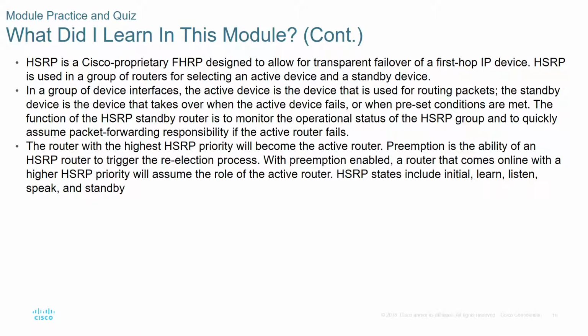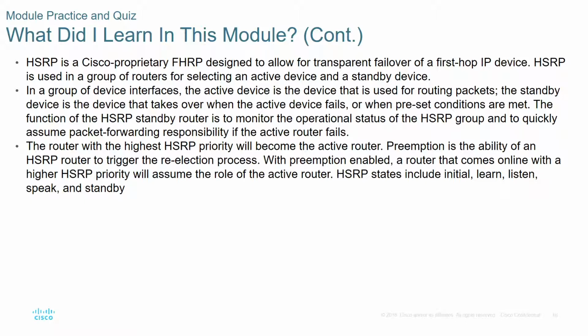HSRP is a Cisco proprietary FHRP designed to allow for transparent failover of the first hop IP device. Hot Standby Router Protocol is used in a group of routers for selecting an active device and a standby device. In a group of device interfaces, the active device is the device that is used for routing packets. The standby device is a device that takes over when the active device fails, or when preset conditions are met.